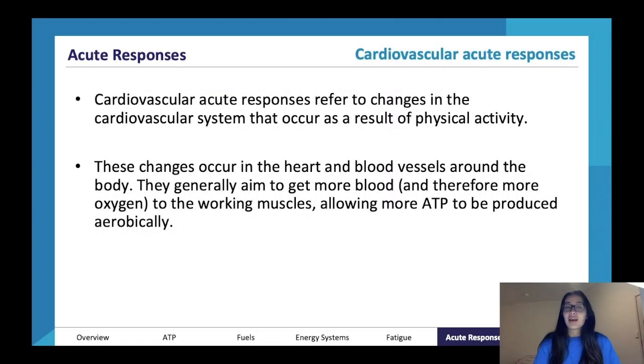Cardiovascular acute responses refer to changes in the cardiovascular system which occur as a result of physical activity. These changes occur in the heart and blood vessels around the body, and they generally aim to get more blood and therefore more oxygen to the working muscles, allowing more ATP to be produced aerobically. If you just think cardio means heart, vascular means vessels, blood vessels. So cardiovascular acute responses refer to small responses to exercise which affect the heart and the vessels, the blood systems.